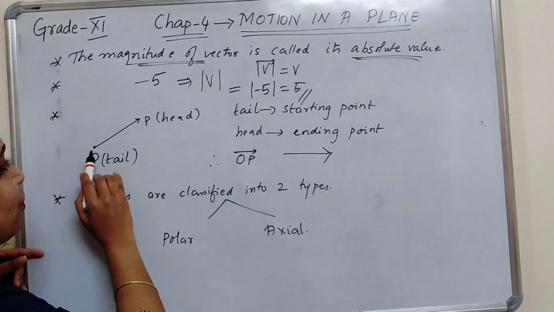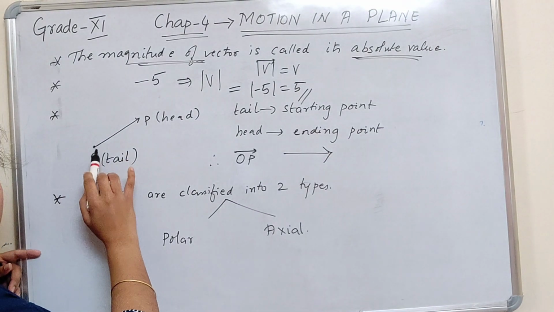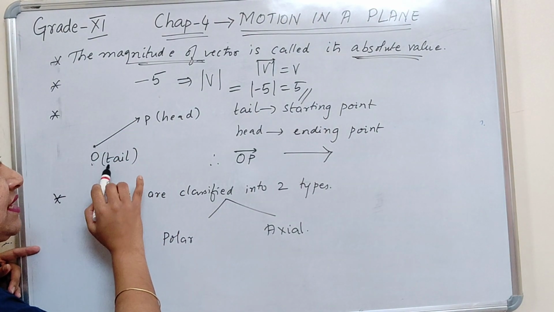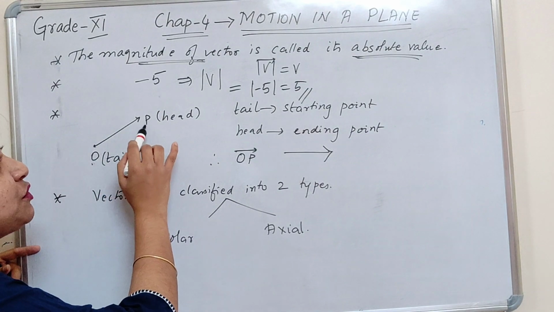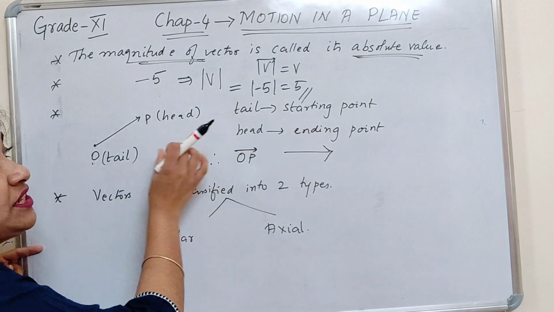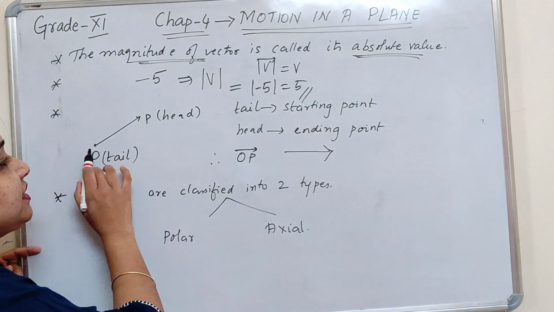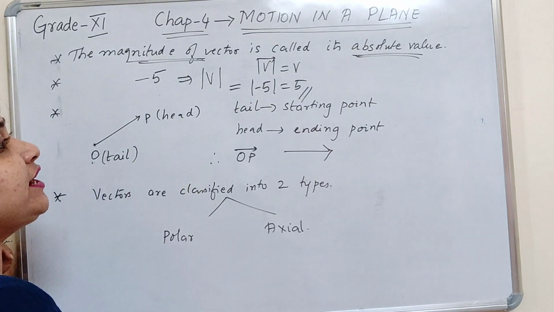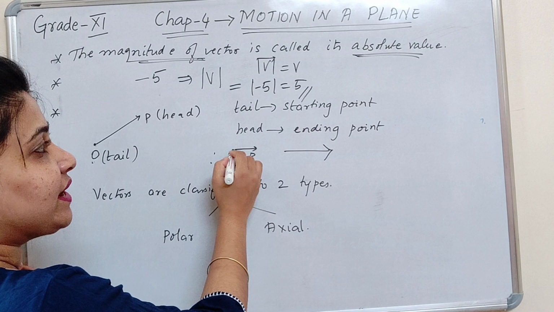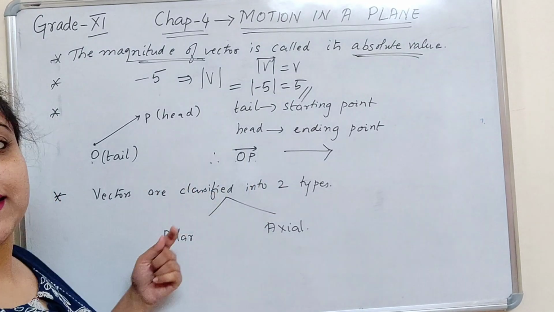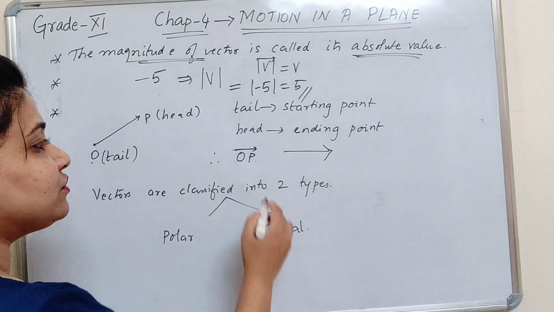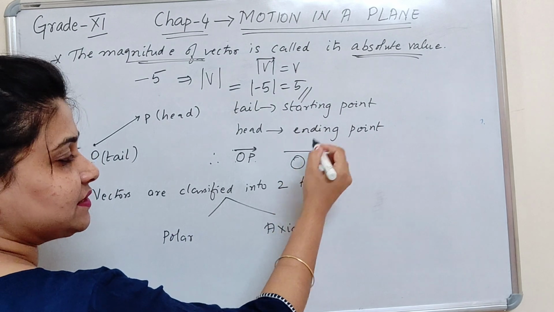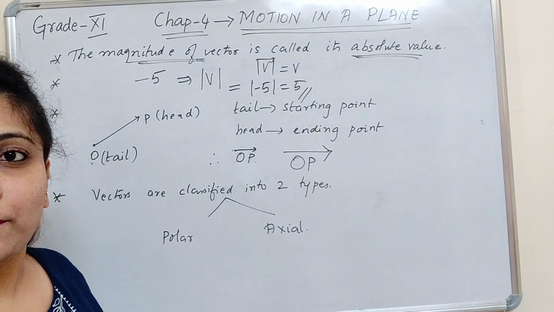A vector is also represented by an arrow this way. This is called the starting point. Where it starts from is called the tail, and this P is called the head, that means the ending point. So where it starts, it's called the tail, and where it ends, it's called the head. This O is the tail, and it ends at P, which is the head. That's why we represent this as OP with an arrow on top.